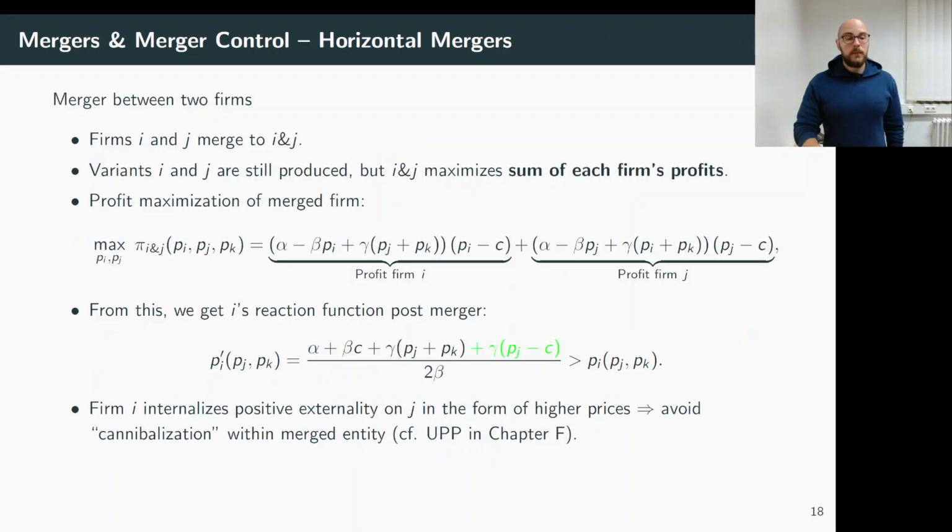Okay, so based on this starting point, we have a merger between two firms, right? So we assume that firms I and J merge and they will become the merged entity I and J, right? And after the merger, each variant I and J is still produced. So assume that all French olive oil producers, or assume that there is only one. So the French olive oil producer merges with the Italian one, but this Italian-French collaboration will still produce Italian and French olive oil, right? And what they do is to maximize their joint profits. So no longer individual firms' profits, but joint profits. And this joint profit maximization problem looks as we have written it down here. And it looks long, but it's pretty simple.